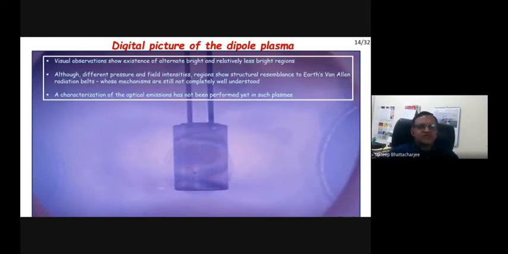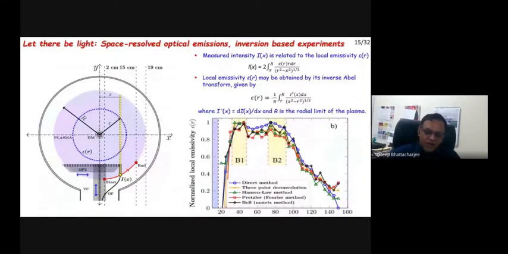So visual observations show existence of alternate bright and relatively less bright regions. Although at different pressure and field intensities, the regions show structural resemblance to the Earth's Van Allen radiation belts, whose mechanisms are still not completely well understood. A characterization of the optical emissions has not been performed yet in such plasmas. Now I'm going to tell you that we have done some excellent optical measurements.